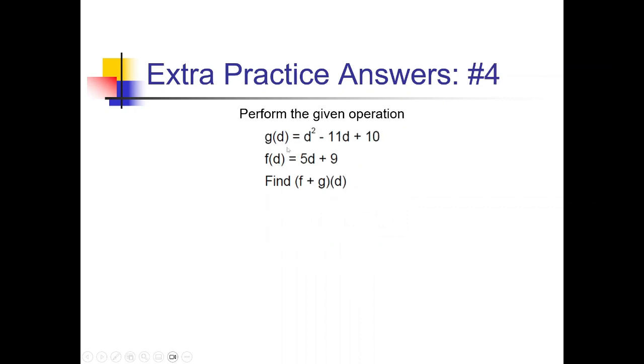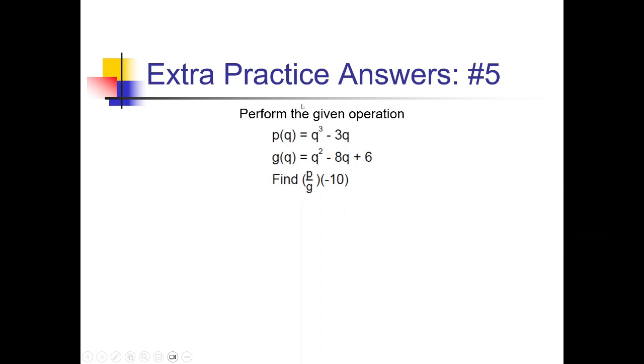For this next problem, we have the g and f functions, and we're doing f plus g of d. Since we're just plugging in d, that's essentially just giving us the original functions the way they're written. We're just adding the two functions together. So we have all this f stuff, 5d plus 9, plus all the g stuff over here, d squared minus 11d plus 10, and I'll put them both in parentheses, but I don't really need to. So we've got d squared, if we combine like terms here, and then 5d plus negative 11d adds up to negative 6d, and then we have 9 plus 10 giving us 19, and this is as simplified as it gets.